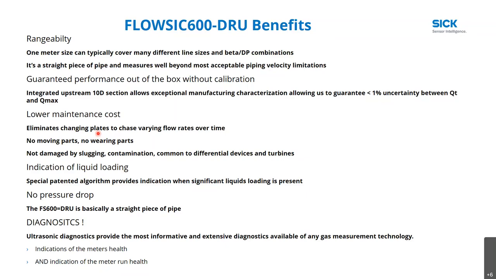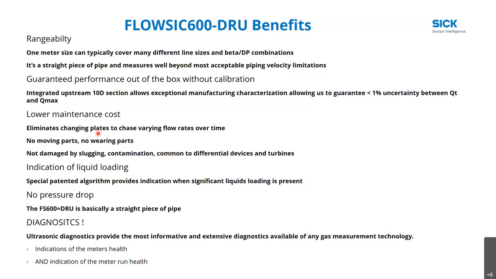There's no moving parts, no wearing parts, no damage if a slug of something comes down the line, or contamination comes down the line, or liquid comes down the line. The way the meter internally is designed, once that slug goes away, it'll pretty much self-clean itself just with the gas passing through it, and you should be able to get back into operation once that upset occurs.